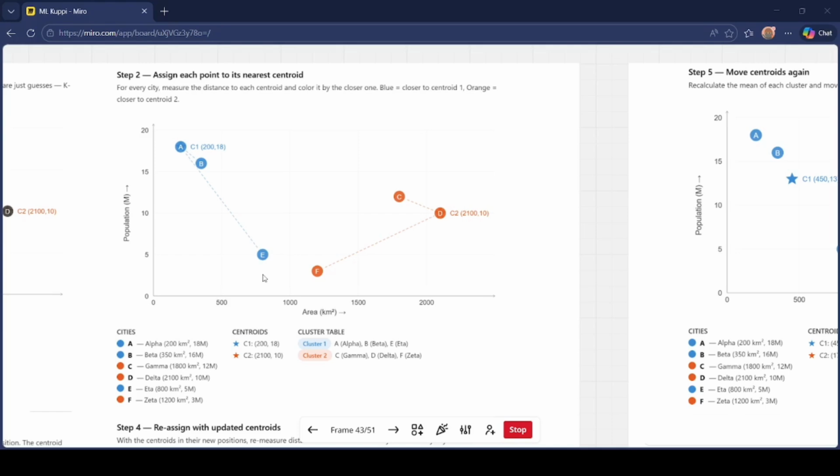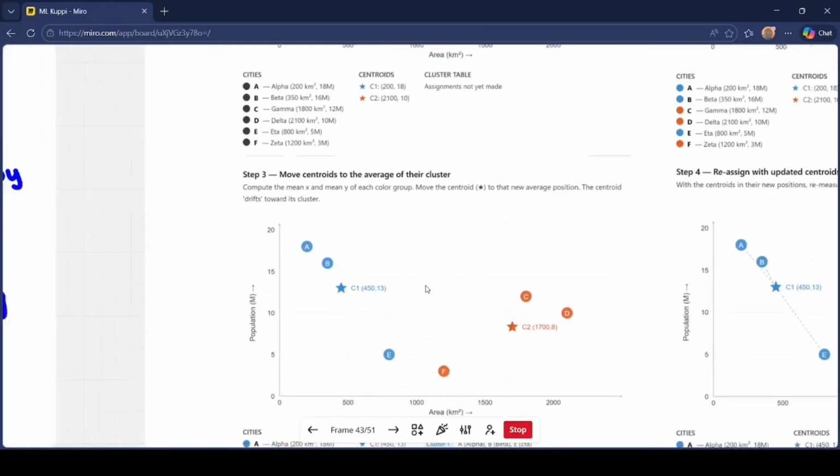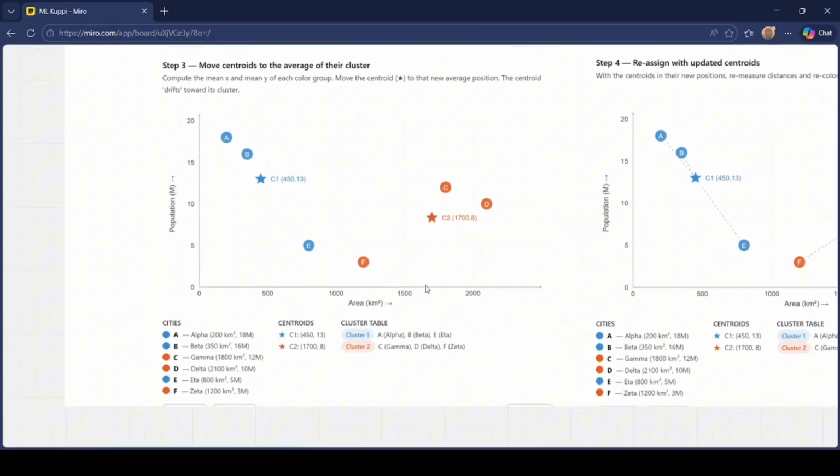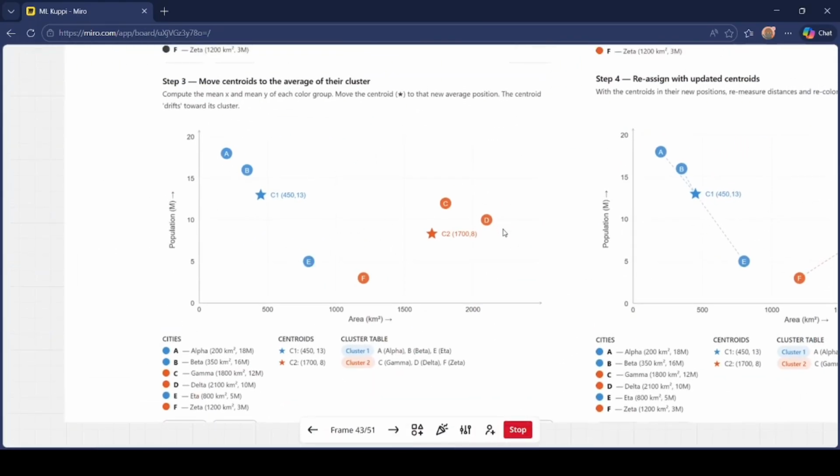For each city, we measure which centroid is the closest, and we have assigned. So afterwards, we are going to move the centroid into the new average. So after that, we have calculated the new average points here, two new centroids. And after that, we are going to reassign every city into the new pin positions.